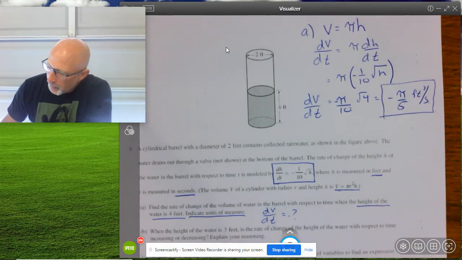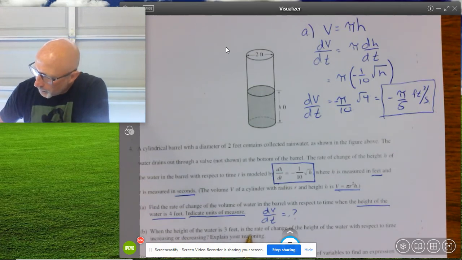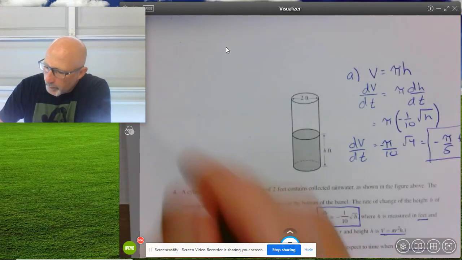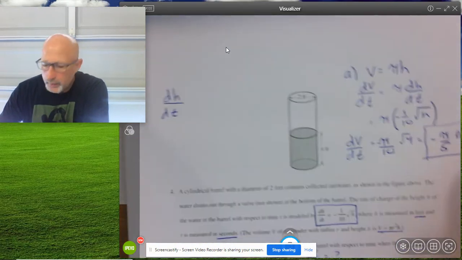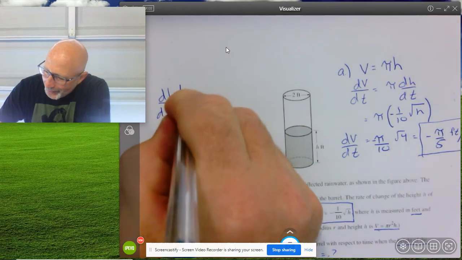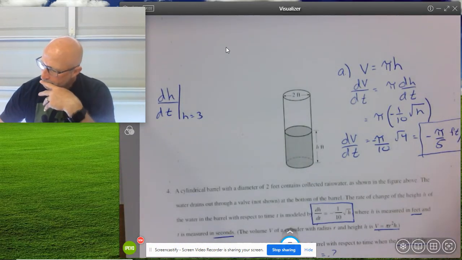Okay, B: when the height of the water is 3 feet, is the rate of change of the height of the water with respect to time increasing or decreasing? Explain your reasoning. So when the height of the water is 3 feet, I need to know what dh/dt is doing when h is equal to 3. That's what I need to know.